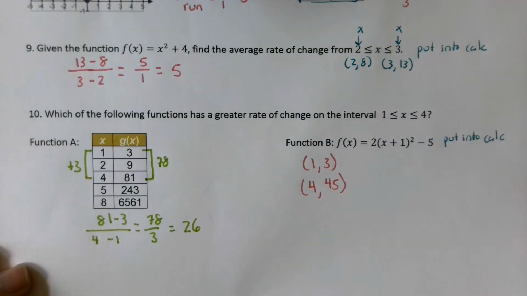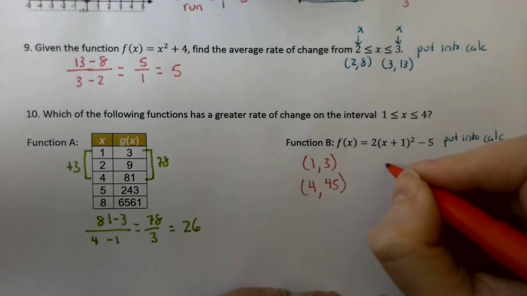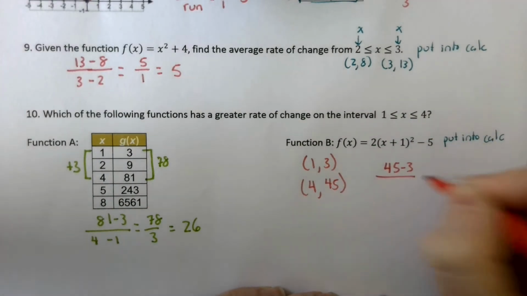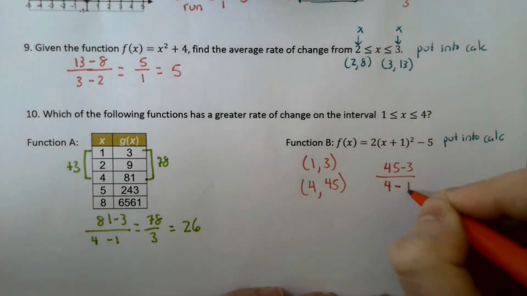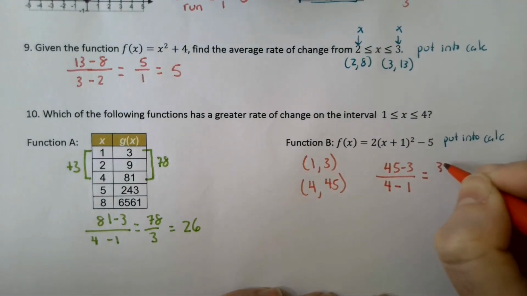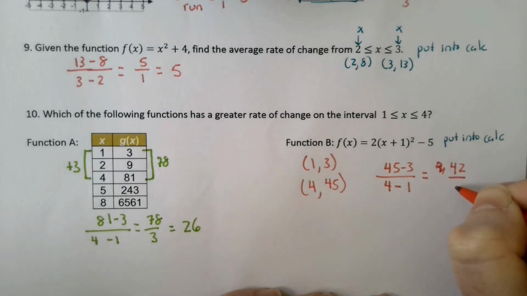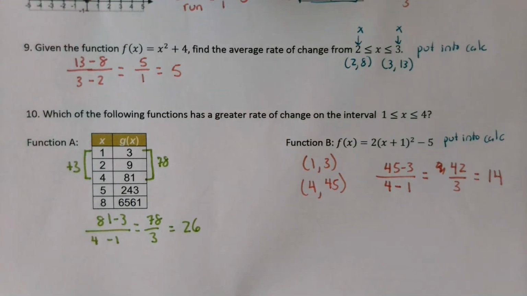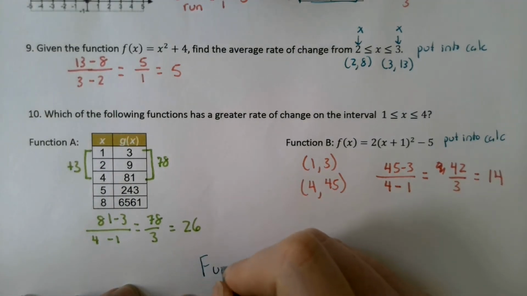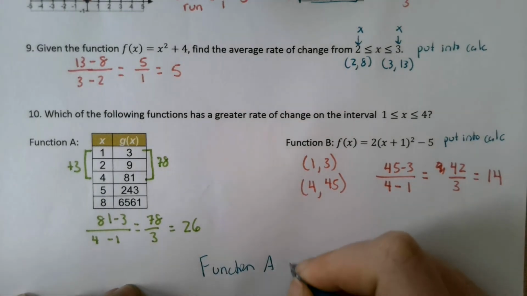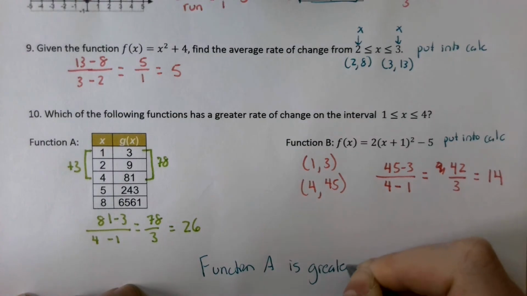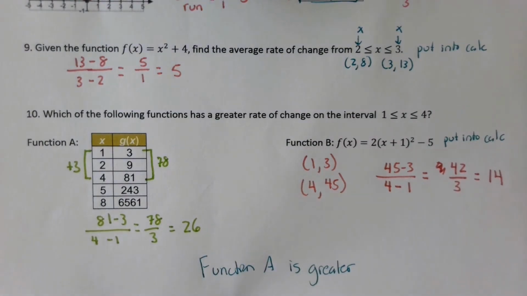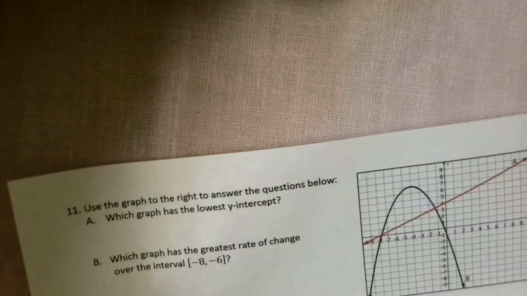And we have to use our slope formula, y2 minus y1. So 45 minus 3 divided by x2 minus x1, 4 minus 1, which is going to give us 42 over 3, which is going to give us 14. But don't forget, we are comparing. So which function has the greater? Function A or function B? Function A is greater, because 26 is greater than 14. Okay, let's move on to our last page.